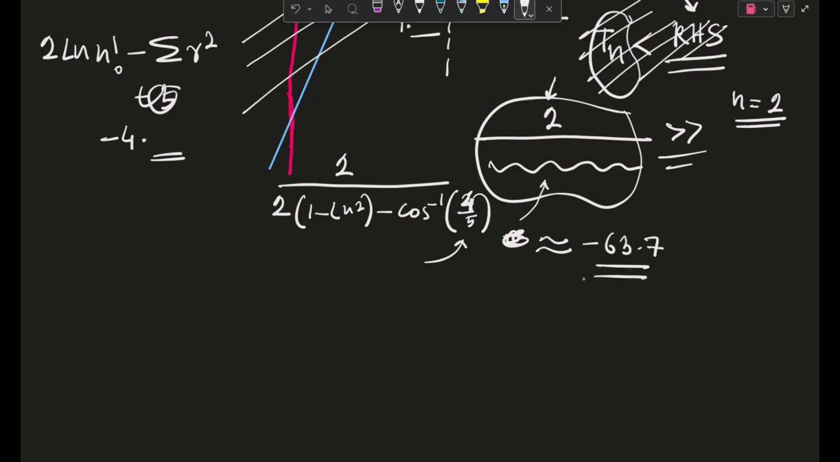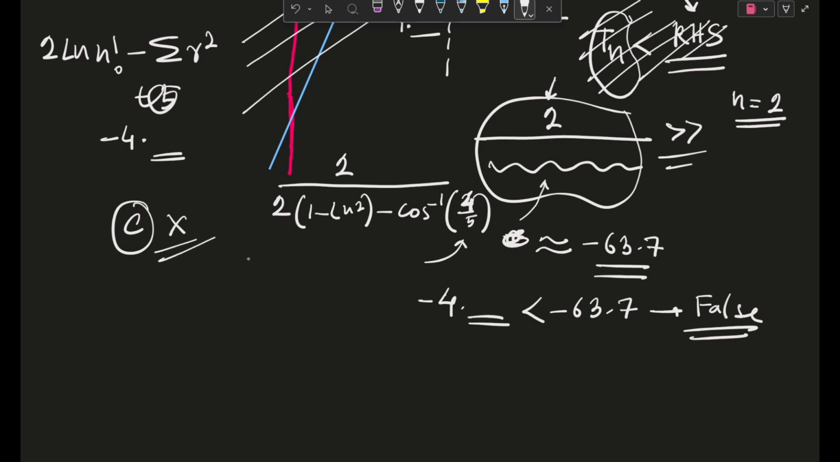Okay, this is coming out to be minus 63.7, and you obviously know that minus 4 point something is not less than minus 63.7, this is a false statement. So I guess no more ado is left to prove that C is wrong. Tn will actually be greater than that particular expression. I hope this was clear.